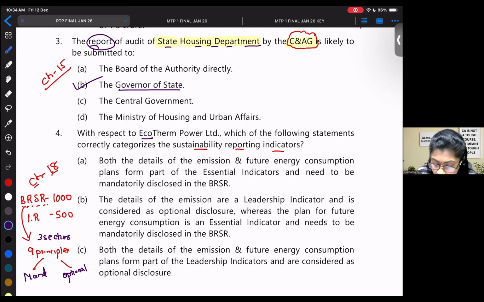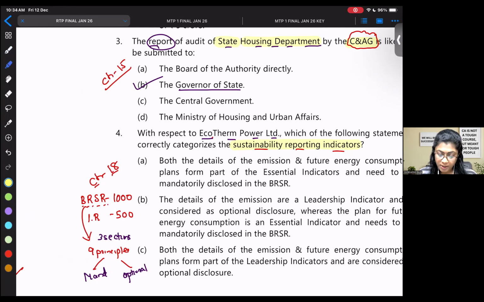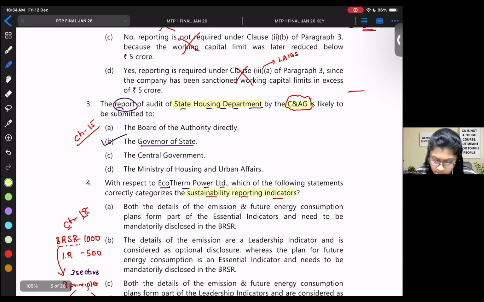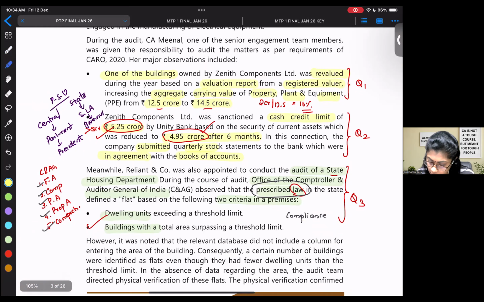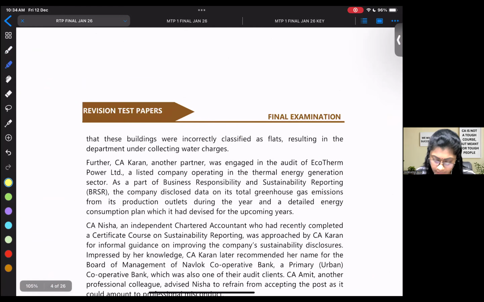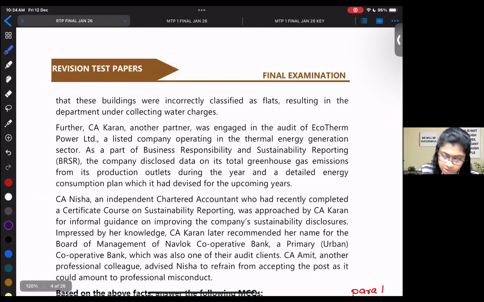With respect to Ecotherm Power Limited, which of the following correctly categorizes sustainability reporting? Now, I think we'll read back the question. Where is the question? You just glance through. Here. This is question number 4. Can you read and let me know what is the answer, please?